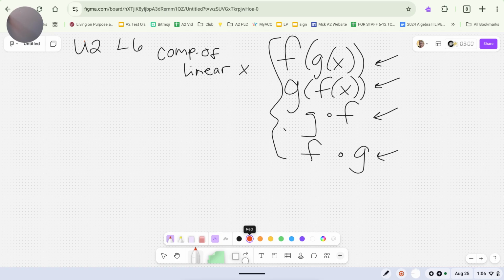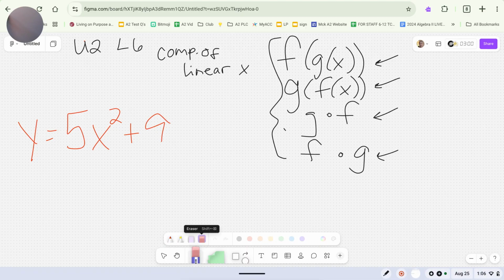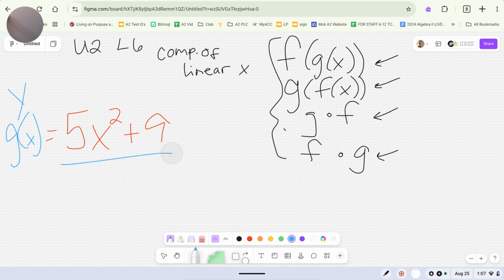So I'm going to start with something like 5y equals 5x squared plus 9, okay? And instead of y, I'll say g of x. Now, I just want you to realize that g of x is just the name of a function. It just takes the place of y, okay? It means the function of x, or what happens on the graph when you graph this equation.